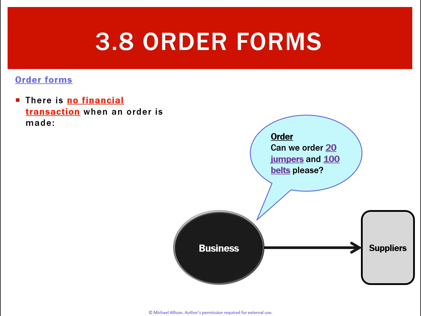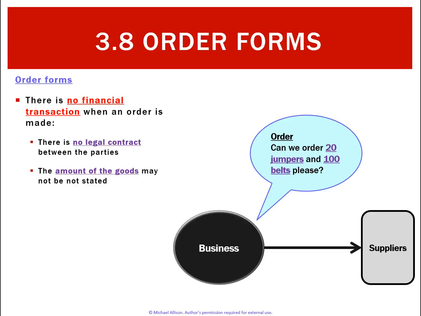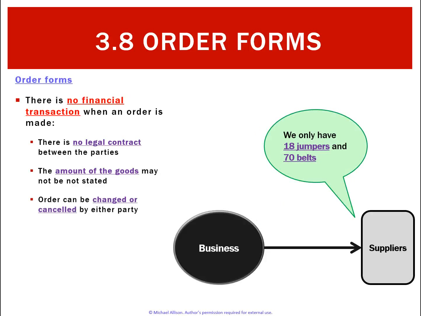Looking at whether we need to actually process a transaction for an order, we don't. There's actually no financial transaction yet at this point. There's no legal contract, just if you ring up and say, can I order something? And the amount of goods might not even be stated, so we didn't actually see a price on the previous order form. So how can that possibly be a legal transaction?